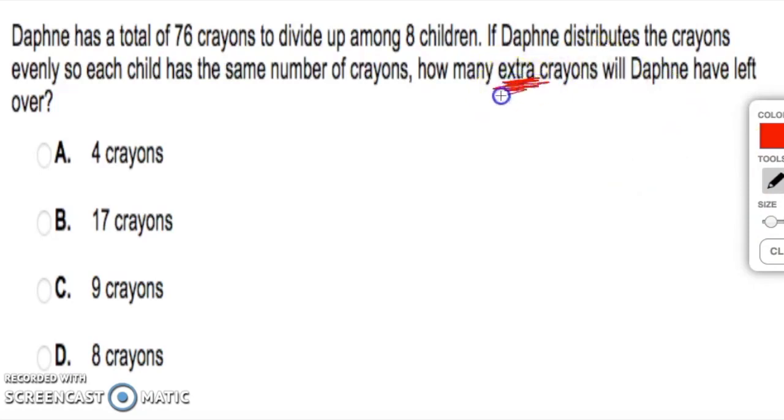That blows a lot of kids' minds. What does that mean, extra crayons? The question here becomes how many she has left after she divides them all up. Now, I'm going to show you something here.